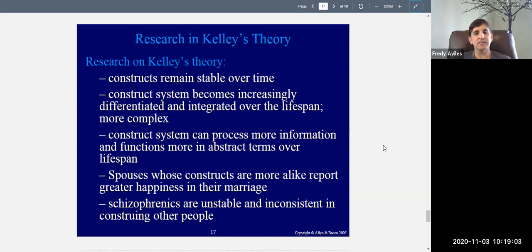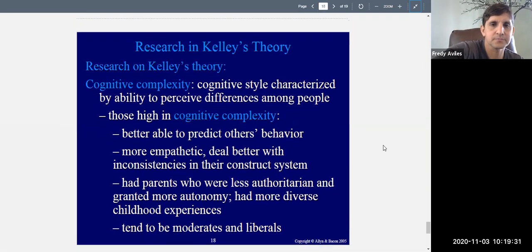Schizophrenics are unstable and inconsistent in construing other people. Schizophrenics, they're kind of out of touch with reality. Their constructs don't work very well. Their constructs are unstable and inconsistent. They're not very good at figuring other people out or being able to get along with them or interact with them effectively because their constructs are unstable, inconsistent, not really based in reality. That's an example of someone who's maladjusted, whose constructs don't work.